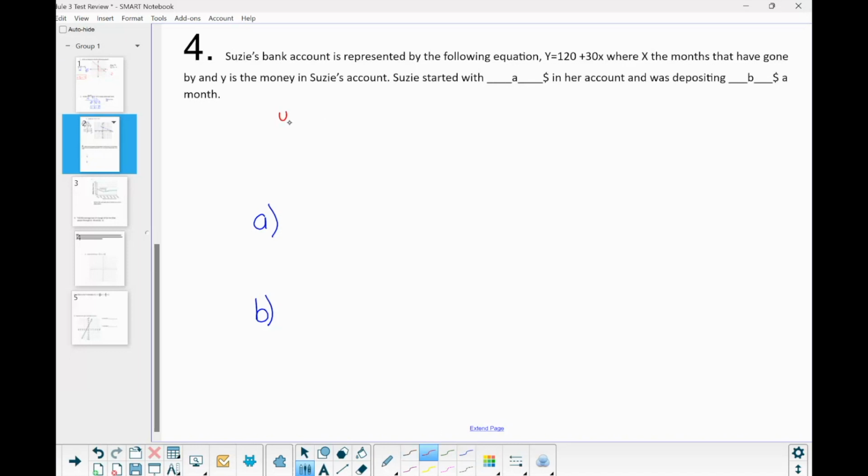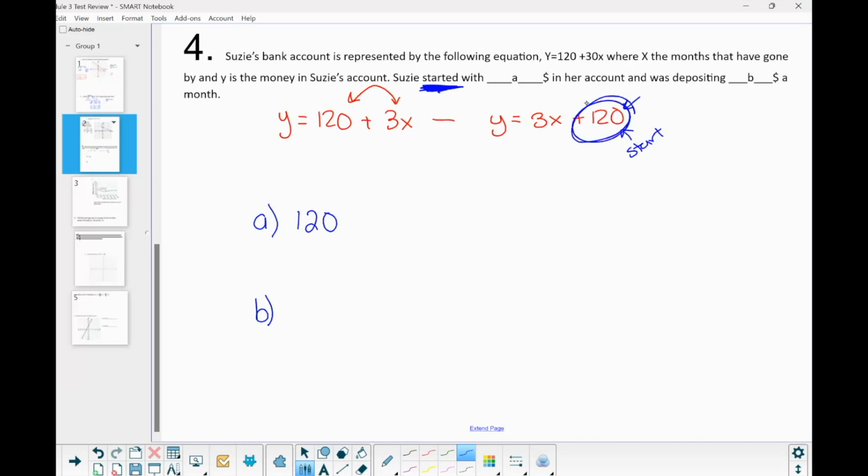So our equation is y equals 120 plus 30x. Well, I know this is supposed to be in slope-intercept form, so I'm just going to switch the order of these two. That way it's in the format that I like it. Okay, so following my y-intercept, this is always where we start. I'm going to look at my problem. It says Susie started with. So I know that wherever her start amount is, I know it's the y-intercept, because our y-intercept always represents what we start with. So I already know that part A is 120 because it told me that she started with, and I know keyword for the y-intercept is start.